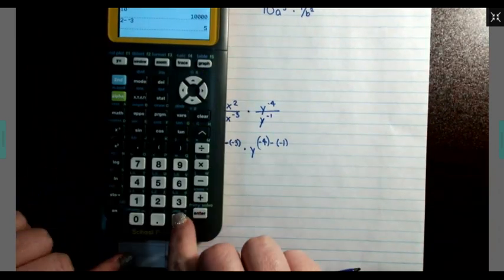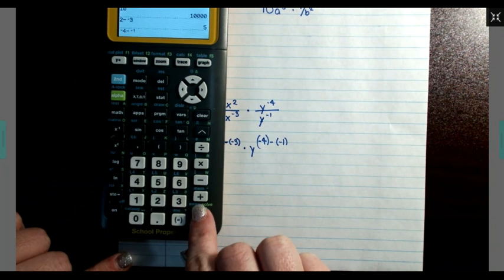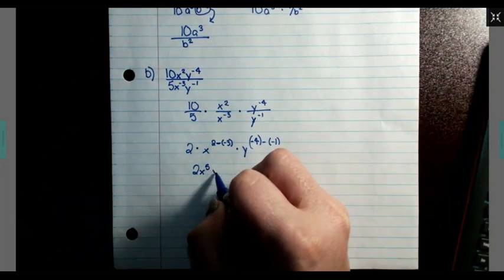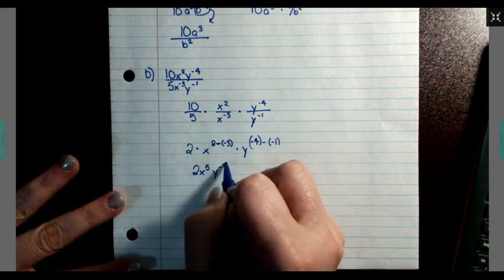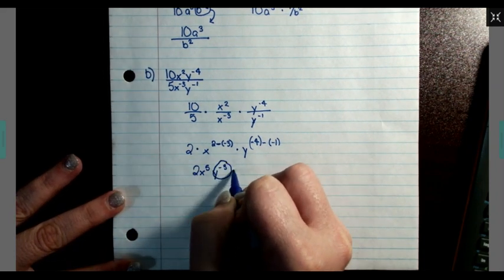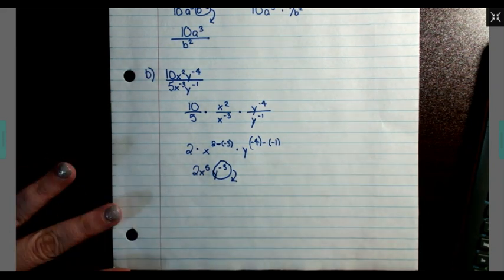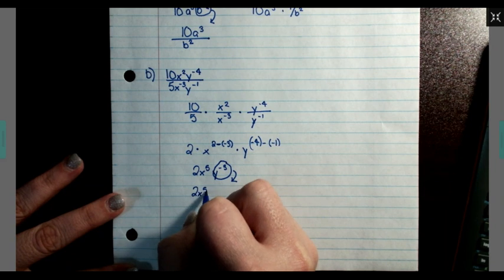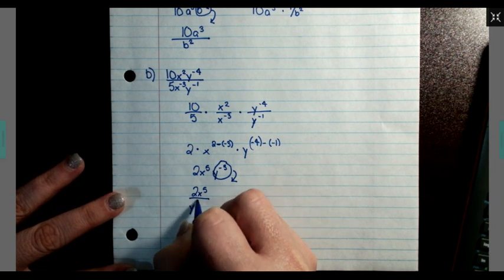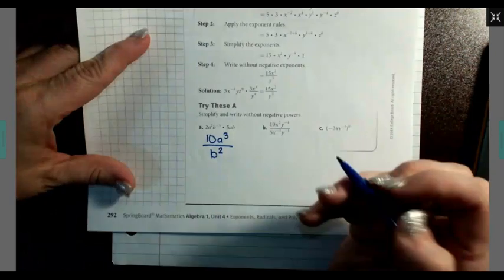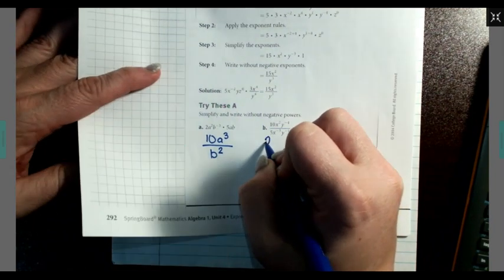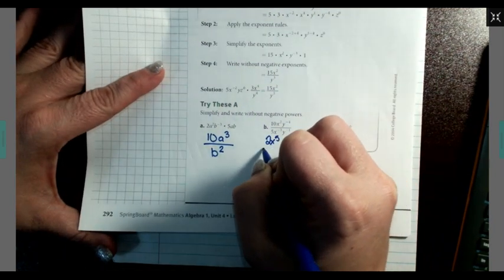Now, let's talk about this. Negative 4 minus a negative 1 is a negative 3. Oop, can't have zeros or negatives. I got a negative here. Remember, we're going to take this and move it down to the denominator. So we got 2x to the 5th over y, but make this now a positive because you moved it to the denominator position. So that's 2x to the 5th over y to the 3rd.